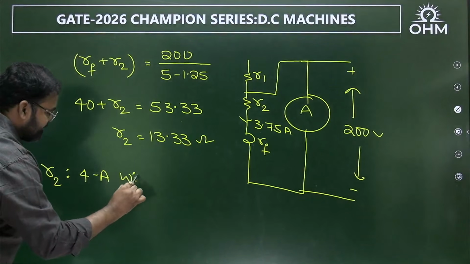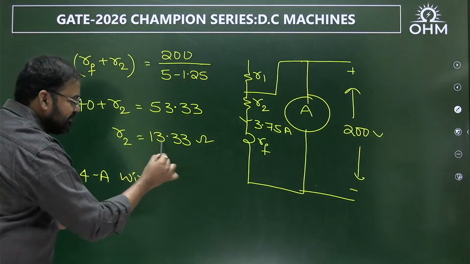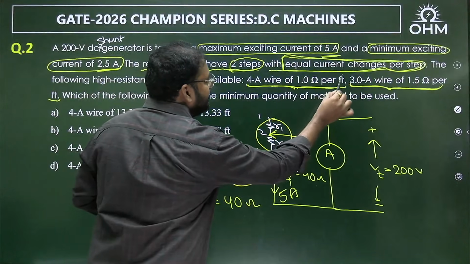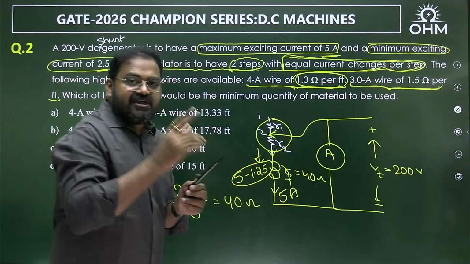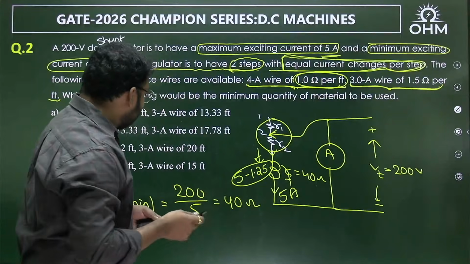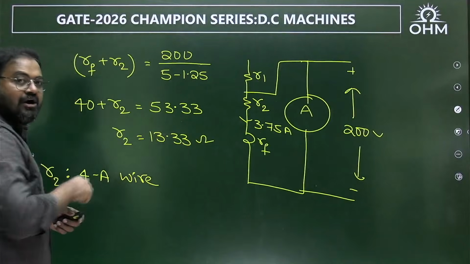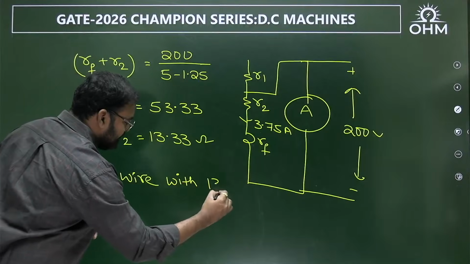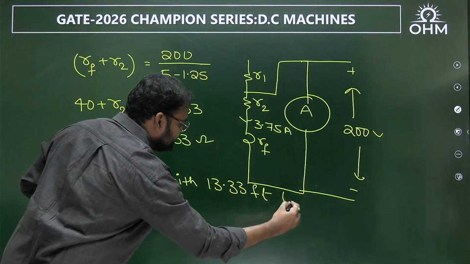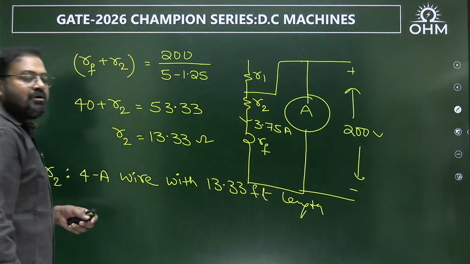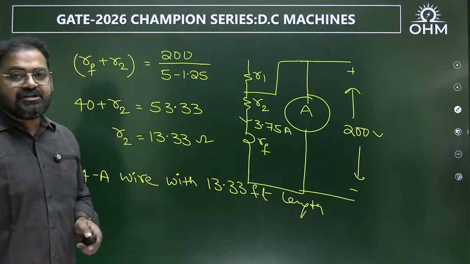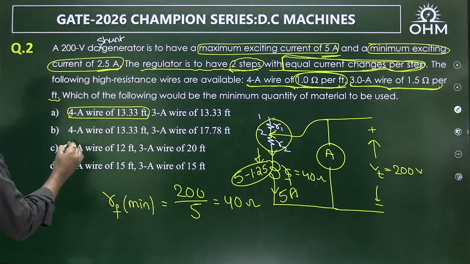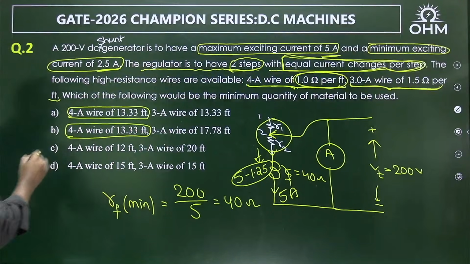Definitely 4 ampere wire. And what is the resistance to be offered by R2? 13.33. And it is given in the problem, 4 ampere wire will offer 1 ohm per each feet. If every feet of the wire will offer 1 ohm, 13.33 ohm will be offered by how many feet? 13.33 feet. Therefore, this R2 is 4 ampere wire with 13.33 feet length.